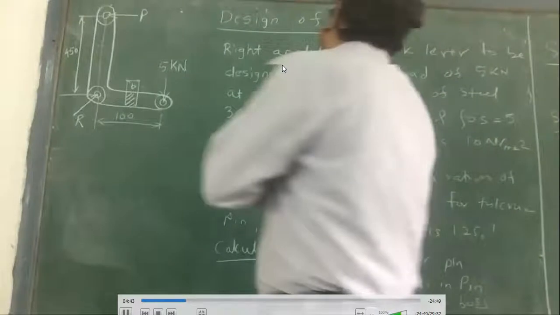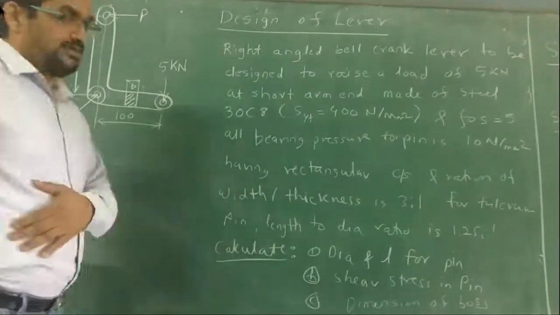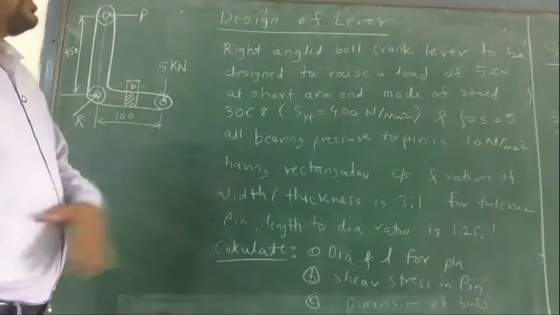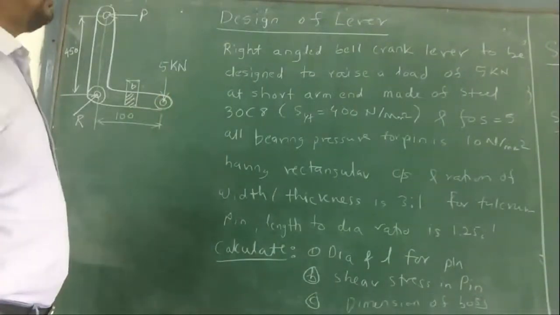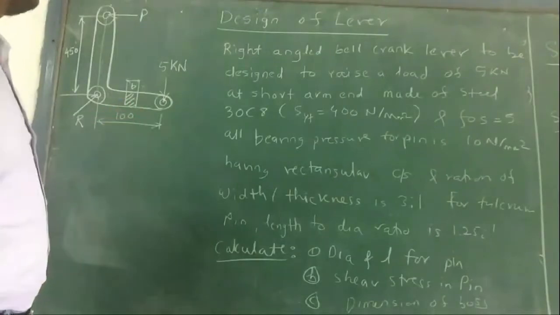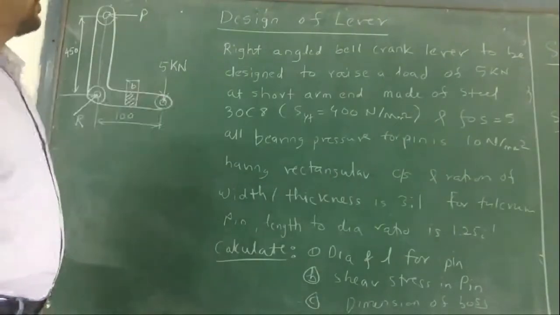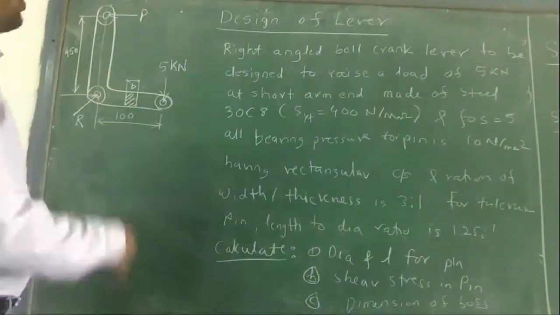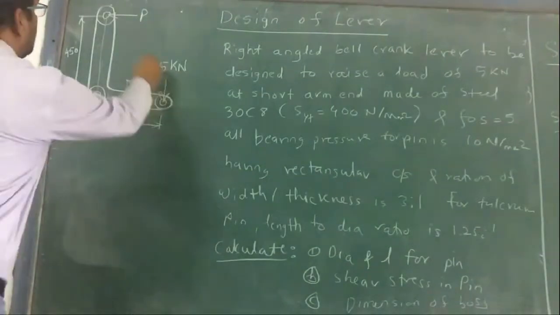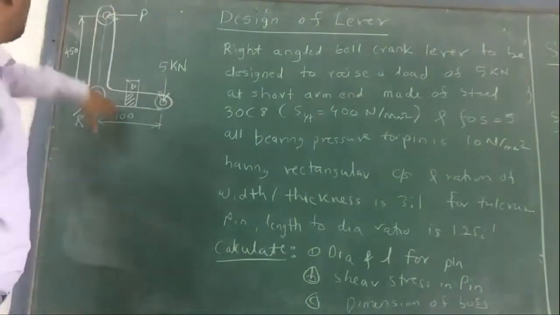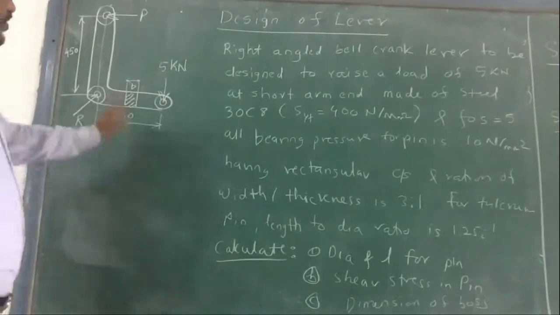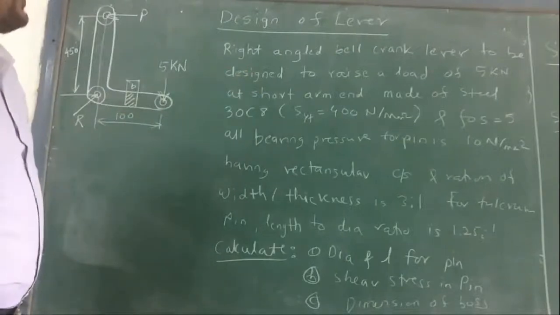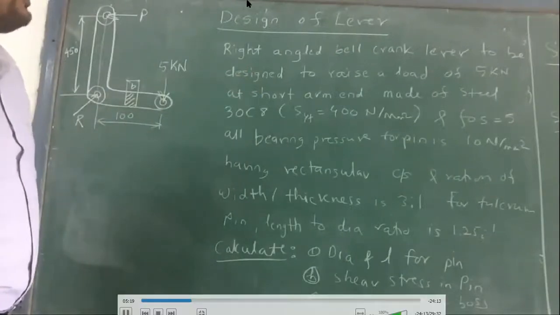Now we have to design a right angle bell crank lever, which is given. We have to find out a few things. The load is 5 kilonewton, and at the short term, the mechanical advantage is not more. This is the load, and this is the effort we are going to apply, right? Because the effort arm is more, we have a mechanical advantage of 4.5 as we talked about. So the load is 5 kilonewton.